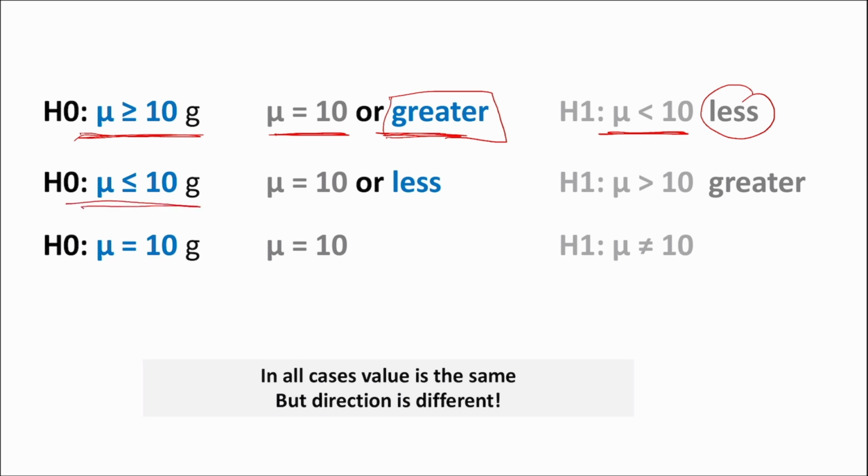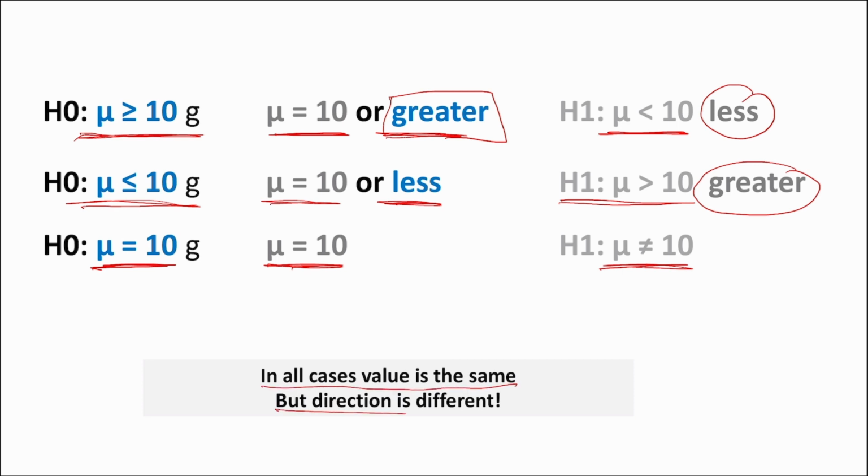This is another hypothesis. Here we assume that the average sugar content in the population does not exceed 10. So in this case, the value is the same, but the direction is less. And in this case, the alternative hypothesis will have the opposite direction, greater, right? Finally, you can assume that the population has exactly 10. No more, no less. In this case, you don't have any direction, neither in the null hypothesis nor in the alternative hypothesis. So the value is the same in all these three cases, but the direction is different.